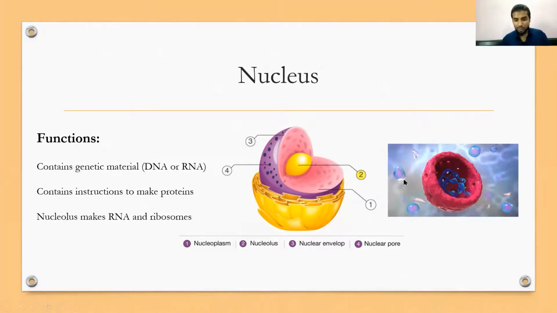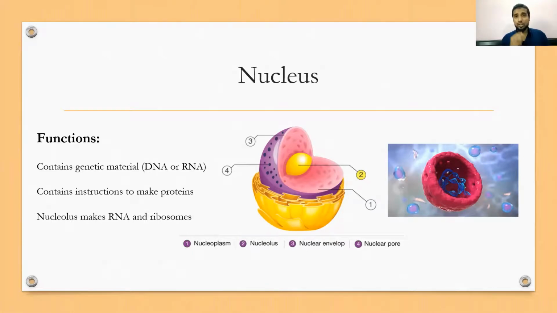So this is the image of the nucleolus. You can see the nucleolus covered by nuclear membrane, and it contains the genetic material such as DNA or RNA. Let us see the function. It contains genetic material, right? Contains instruction to make proteins.